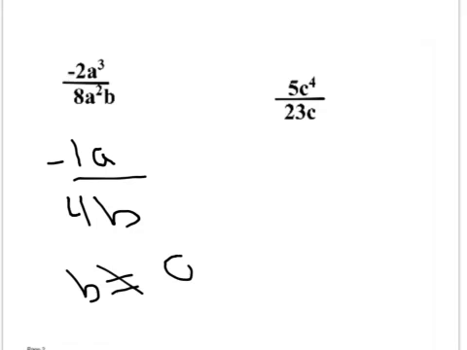Here, let's do this one. 5c to the 4th over 23c. We can get rid of c and make this c cubed, right? Because 4 minus 1 leaves you a 3. Do we have an excluded value here? No, we don't, because there's nothing to multiply 23 by. So no matter what c is, it will work out. There's our answer, 5c cubed over 23.